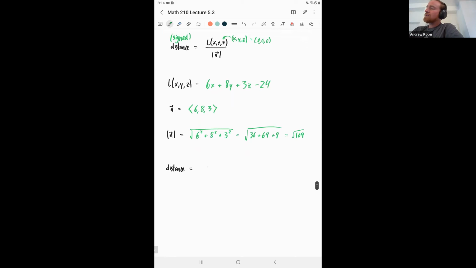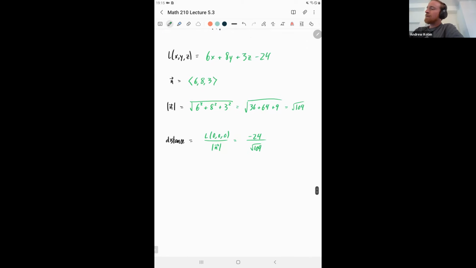Now to compute the distance, we're going to plug in the origin, but we could do this for any point, keep in mind. Divide by the length of the normal vector. And if we plug in 0, 0, 0, as we said, we'll get negative 24, that equation, divided by square root of 109. This gives us a signed distance. And then the true distance is just the absolute value of this number. So if we only care about the length of the line segment from the nearest point on the plane to the origin, then it's the positive number 24 over square root of 109.